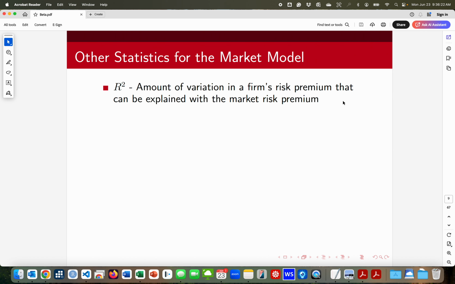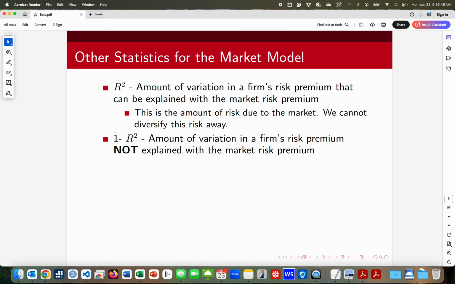Same definition, just different context. And that's the amount of risk that's due to the market, and it cannot be diversified away. So if you regress a firm's risk premium on the market risk premium, and you end up with an R square of 0.8, well, it says 80% of the variation in that firm's risk premium can be explained by market conditions. So only the remaining 20% can be diversified away. So 1 minus that R square is the amount that's not explained by the market, and that can be diversified away because that's firm or industry specific risk.